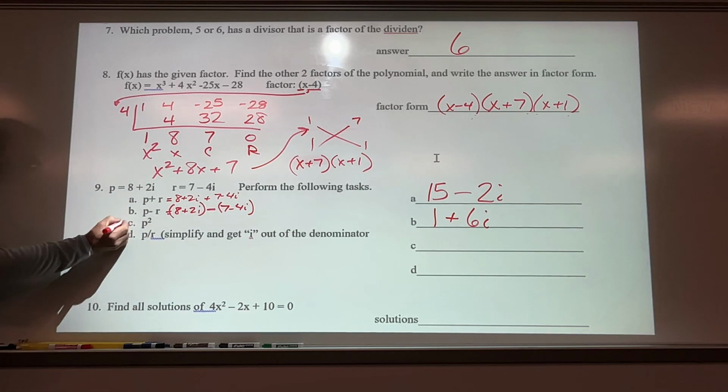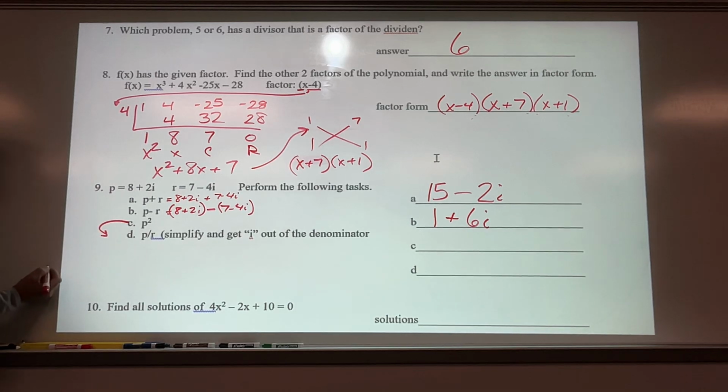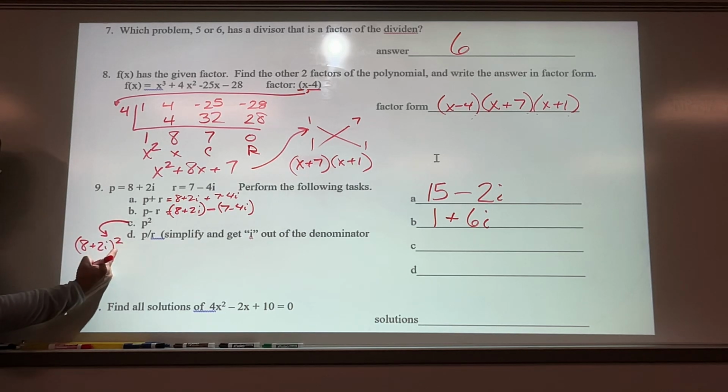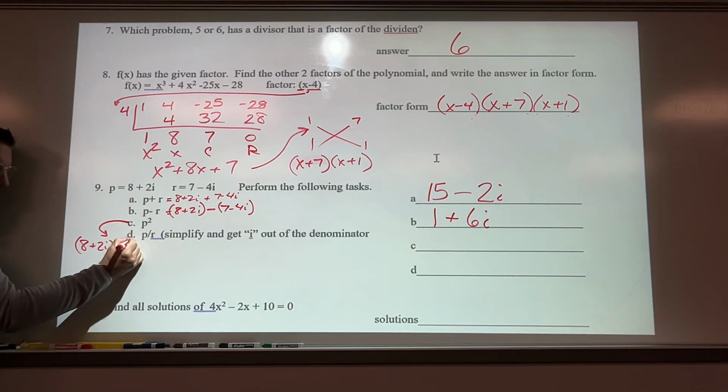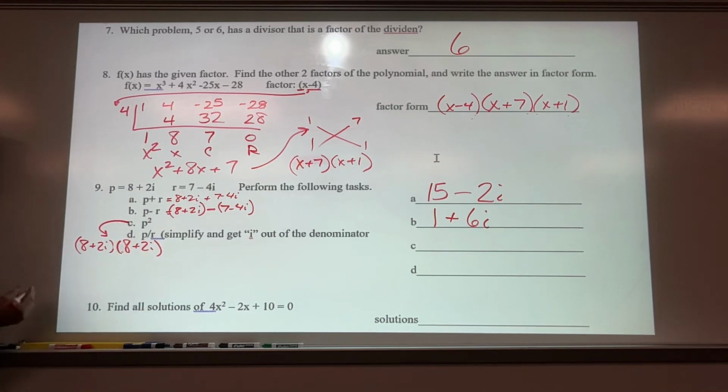P squared. I'm going to take the p value, which is 8 plus 2i, and I'm going to square it. You could do that on your calculator with a little squared there. I'm going to write it as 8 plus 2i times 8 plus 2i so I can FOIL it.